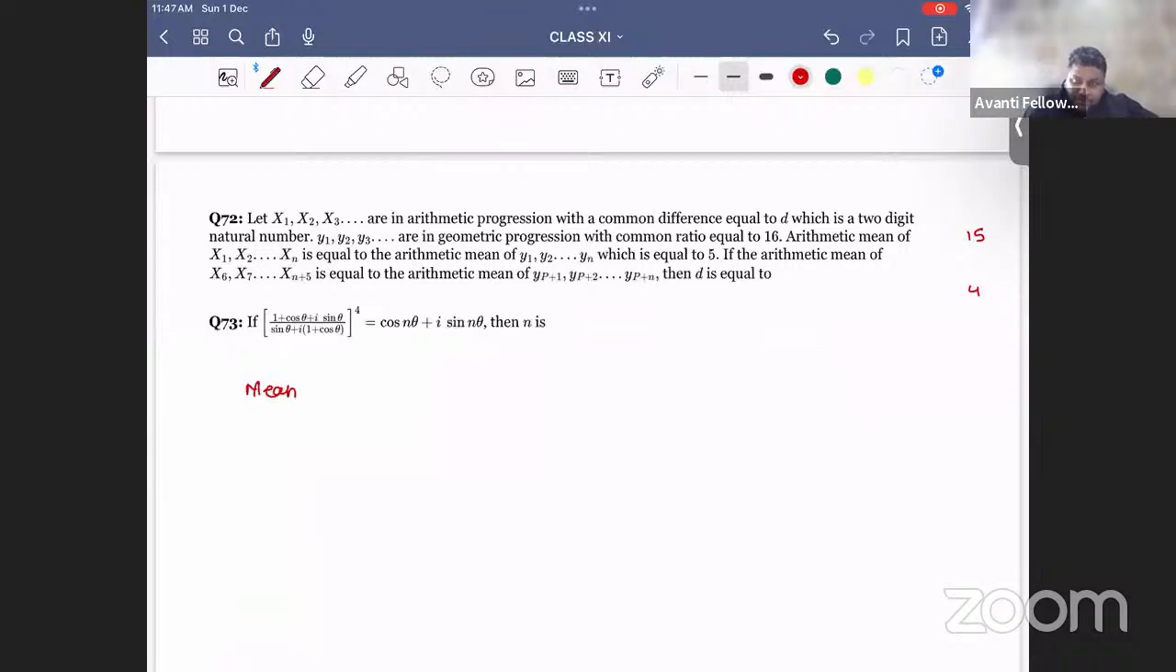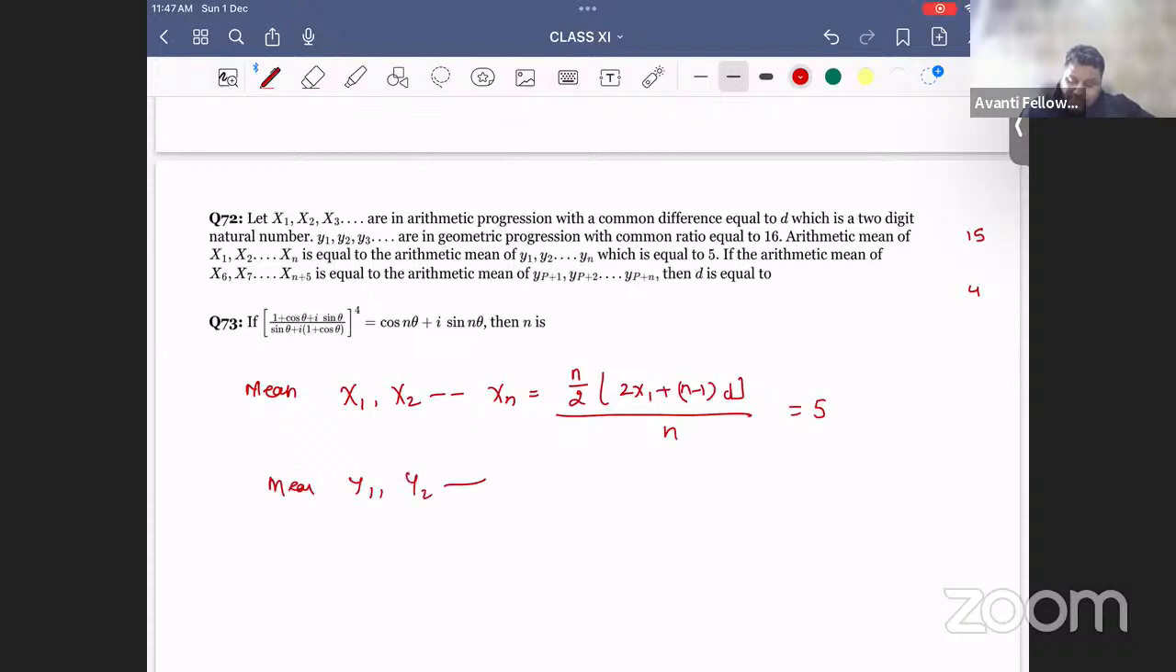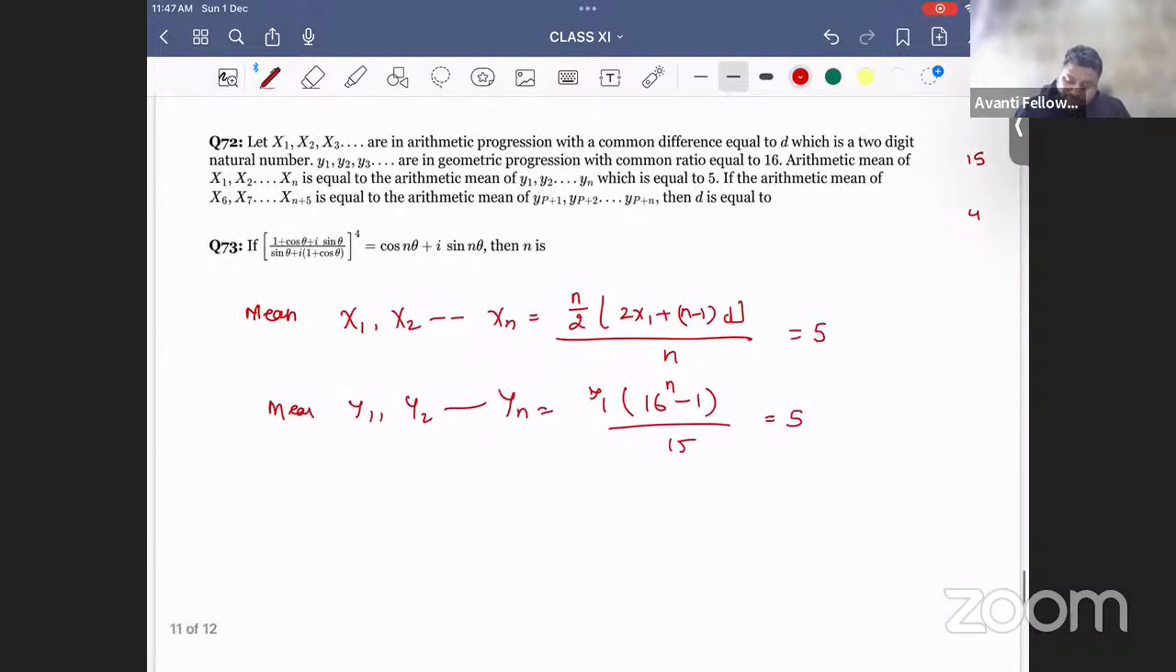Mean of x1, x2 up to xn is n by 2 into (2x1 plus (n minus 1) d) divided by n, and this is given to me as 5. Now, mean of y1, y2 up to yn is what? y1, common ratio is 16, so y1 into (16 to the power n minus 1) upon 15, and this is also given to me as 5.